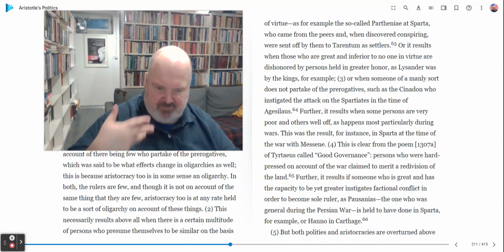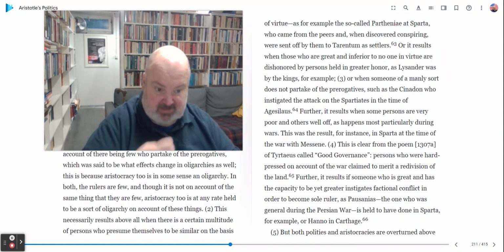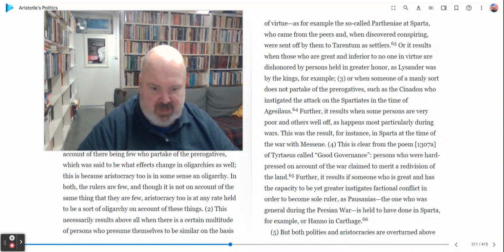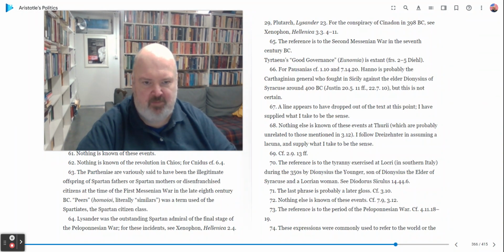Now, next, further, it results when someone who is great and has the capacity to be yet greater instigates stasis, factional conflict, in order to become the sole ruler, as Pausanias, the one who was general during the Persian War, is said to have done in Sparta, or, for example, Hanno in Carthage. Pausanias is mentioned in book 1, chapter 130, and book 7, chapter 14.